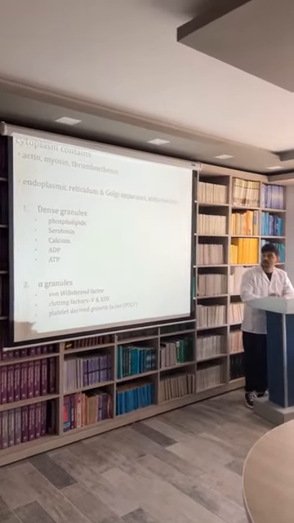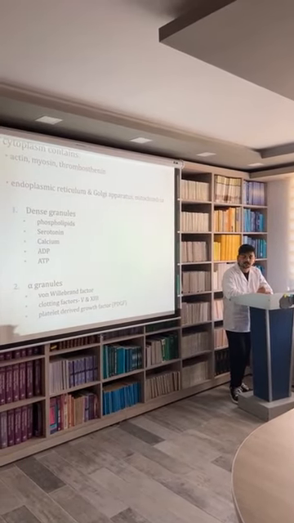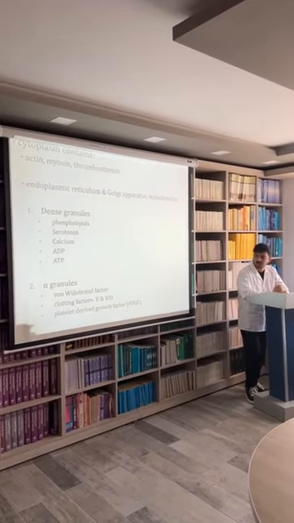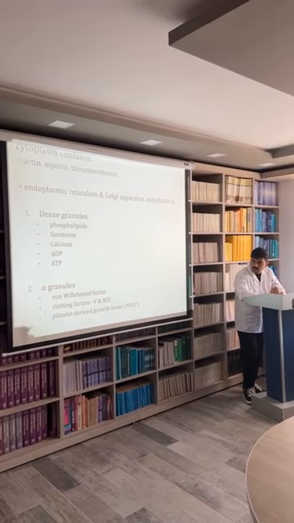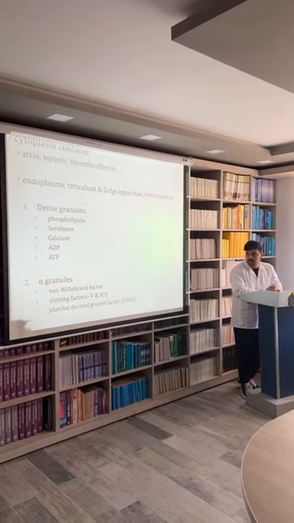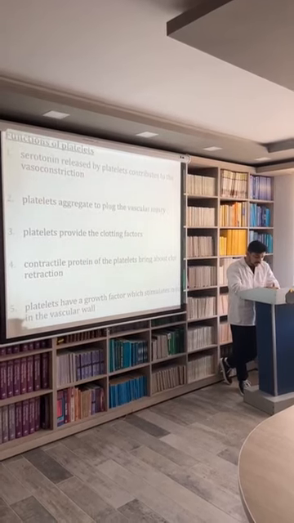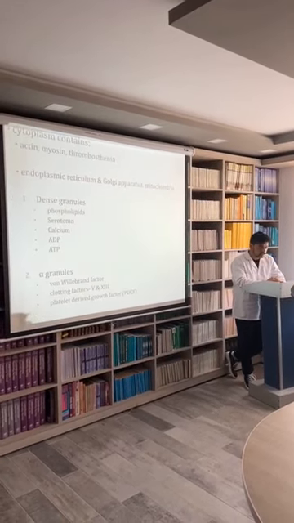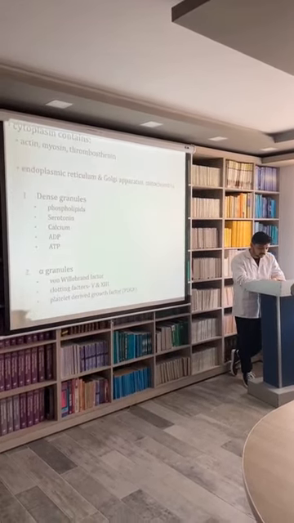And they also contain actin, myosin, and thrombopoietin, and they contain dense granules which contain phospholipids, ADP, ATP, calcium, serotonin, and they also contain alpha granules which contain the von Willebrand factor. It is an important factor for clot formation, and they also contain clotting factor 5 and clotting factor 13, and also PDGF, which is platelet derived growth factor.